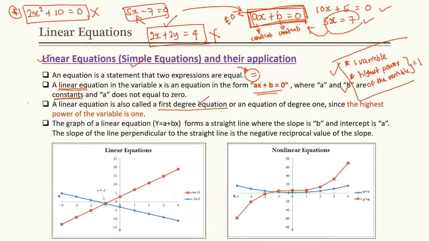Okay. And the fourth bullet point. The graph of a linear equation y equal a plus bx forms a straight line where the slope is b and intercept is a. The slope of the line perpendicular to the straight line is the negative reciprocal value of the slope. What do you mean by that? If we put a linear equation into a graph, in the term itself we say linear. So it will form a what?